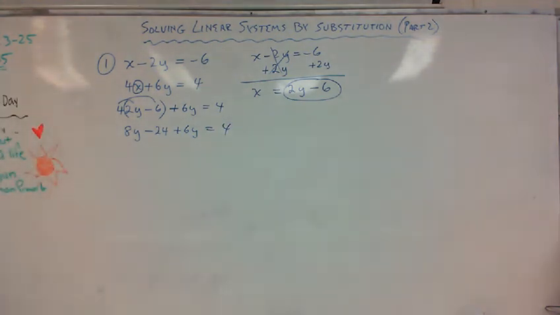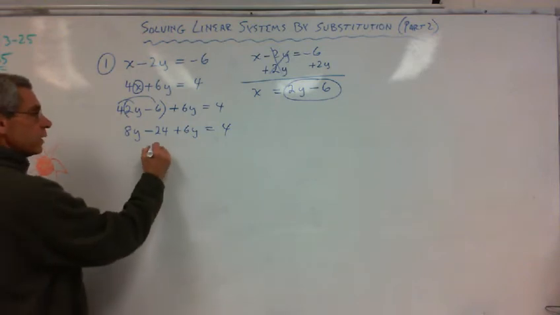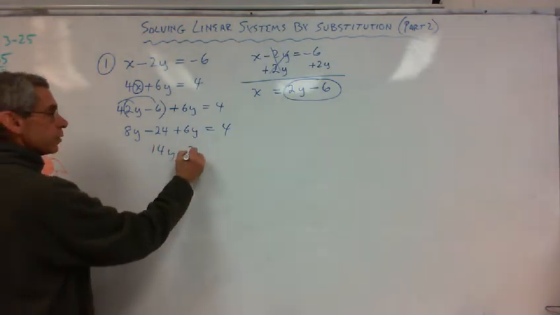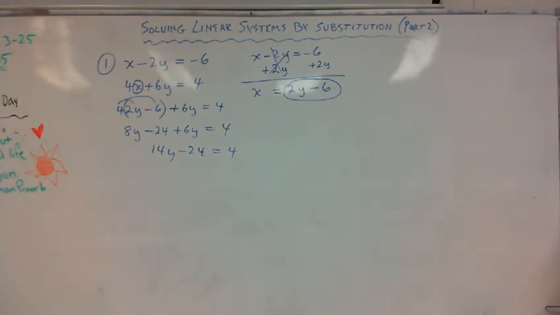Now what's the next thing I can do? What would you do, Weston? You would add 8y plus 6y. Which is what? 14y. Yes, 14y minus 24 is equal to 4. All right, what would you do now, Rebecca?